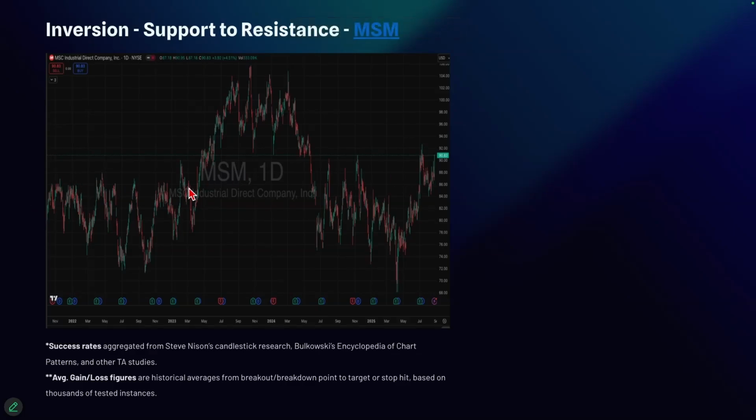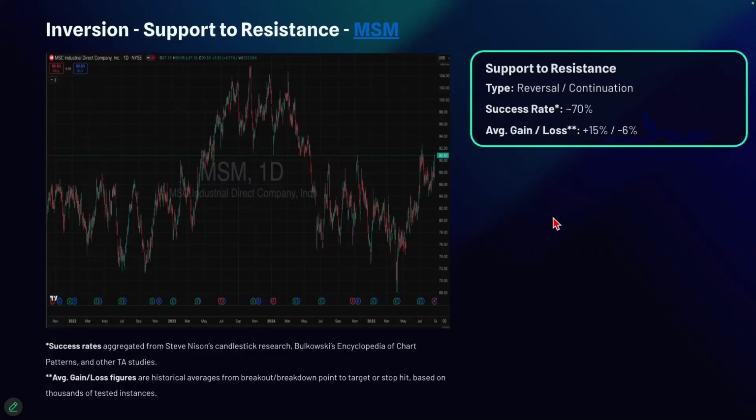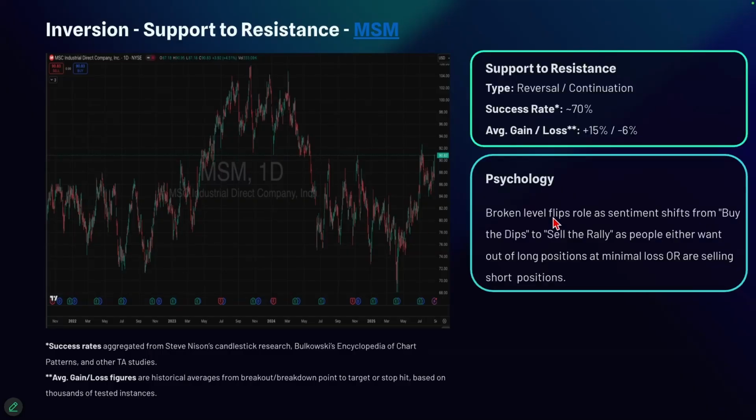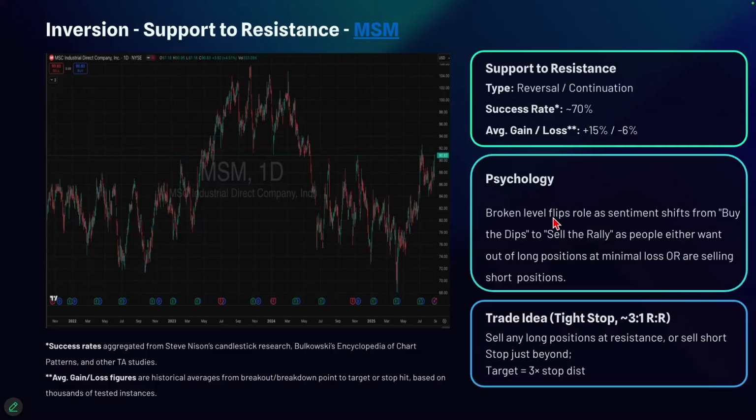This is another example of that same principle. We had been resistance, finally broke out. Then when we came back and fell through, that became resistance again. But in the middle here, it was support. We came back to it, support for a little while, then it collapsed. So those are the types of patterns that as traders, I want to see.